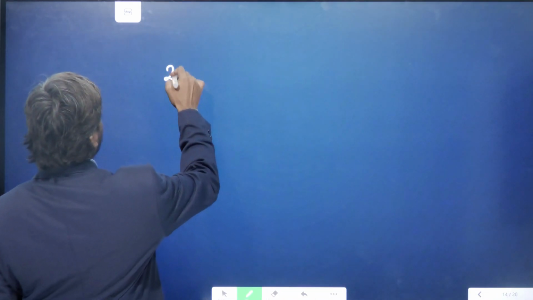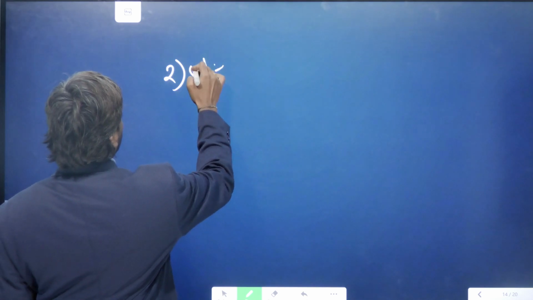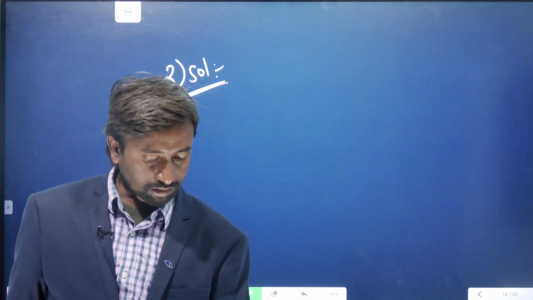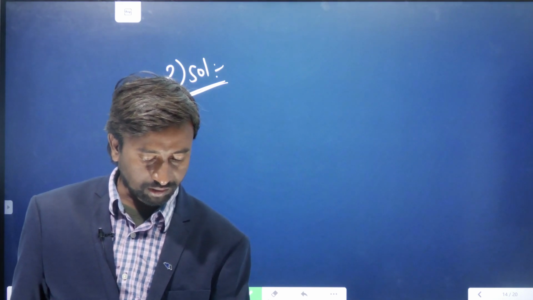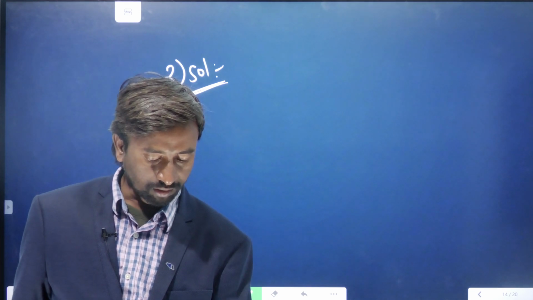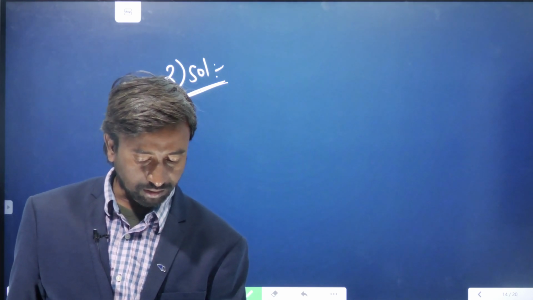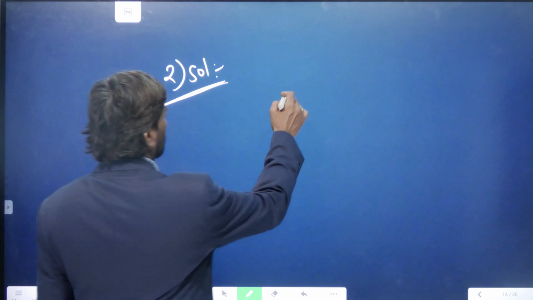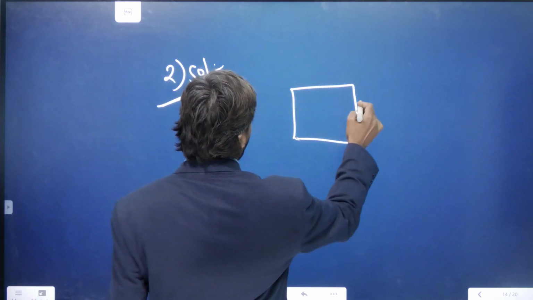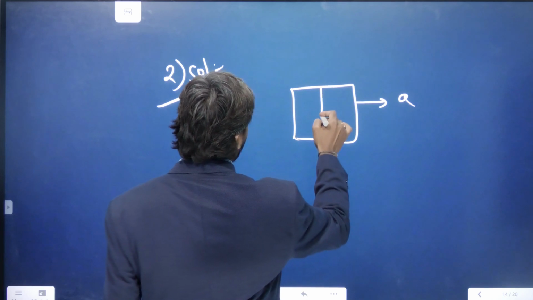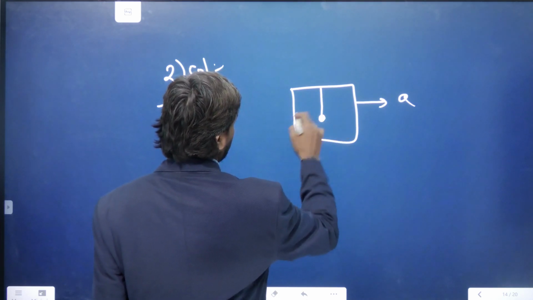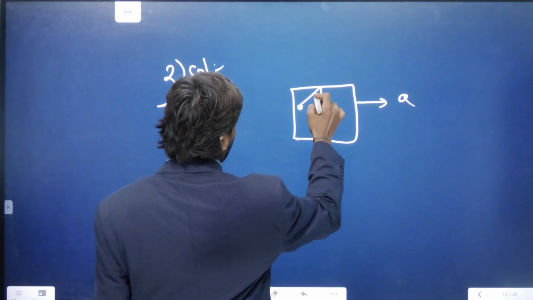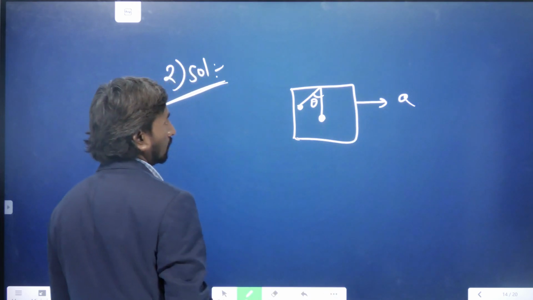In the same way, we have the next problem. The second one, you see here. Second solution. A bob of mass m is suspended from the ceiling of a train moving with an acceleration a as shown in the figure. Find the angle theta in equilibrium position. Okay, so here a train is moving with a certain acceleration, and at the ceiling a pendulum is tied. If it is moving like this, the pendulum will oscillate with a certain angle theta.